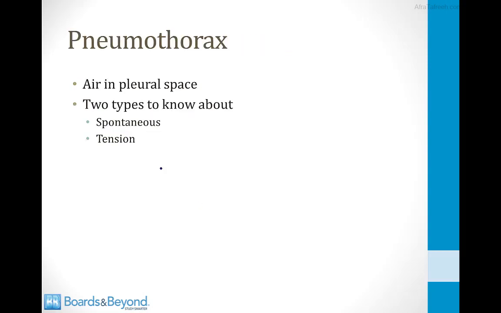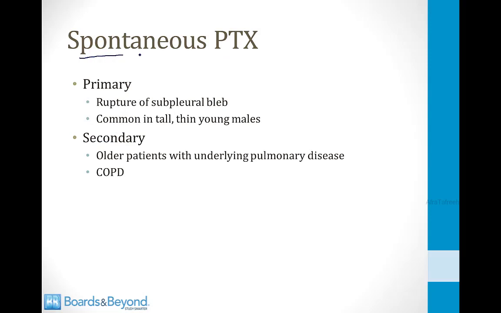The first pleural disorder we'll discuss is a pneumothorax. Pneumothorax literally means air in the thorax, and in this condition air enters the pleural space, usually because of a hole in the lungs that allows air to leak out. There are two types of pneumothoraces, the spontaneous and the tension, and we'll talk about both of these in the next few slides.